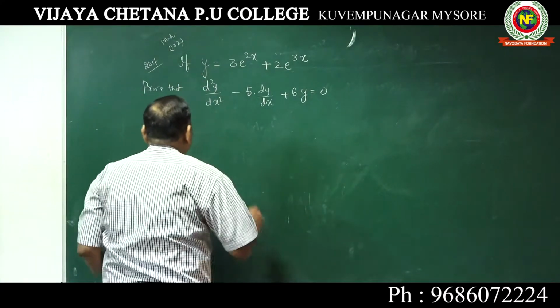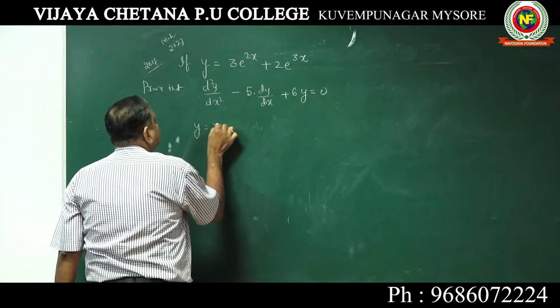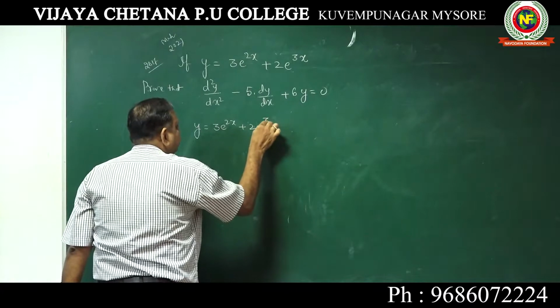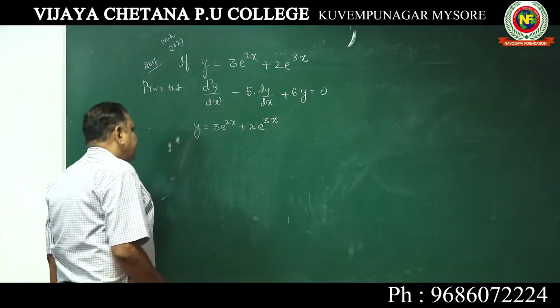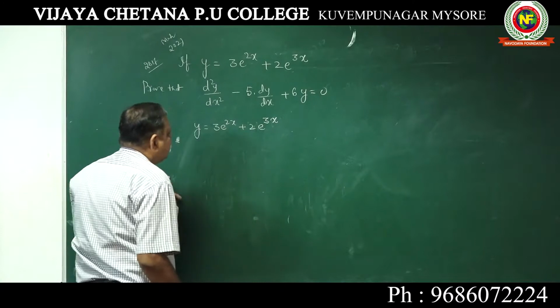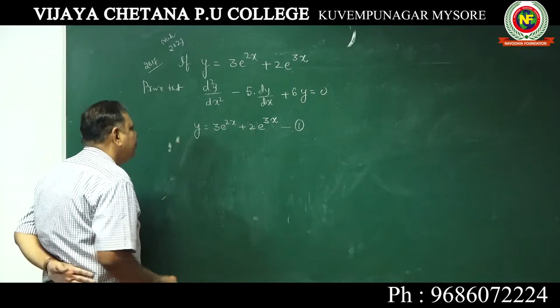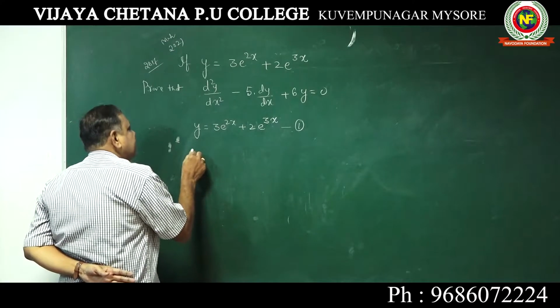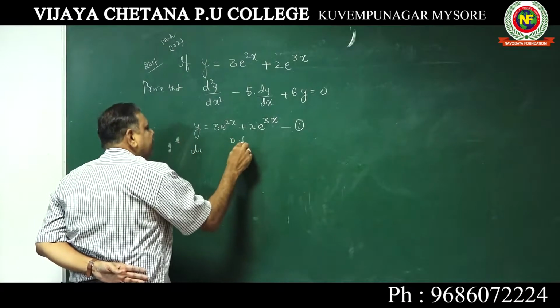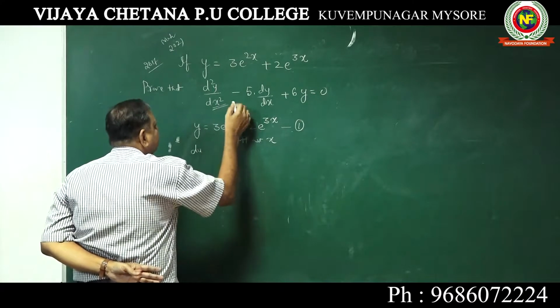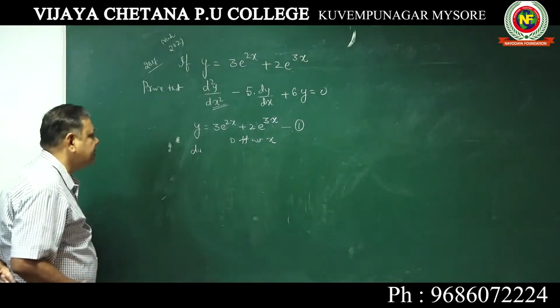So now you take y is equal to 3 e to the power of 2x plus 2 e to the power of 3x. Call it as equation number 1. Now differentiate this. When you differentiate, you can write dy by dx or y1. If y1 or y2 is given, use that. Here dy by dx is asked.